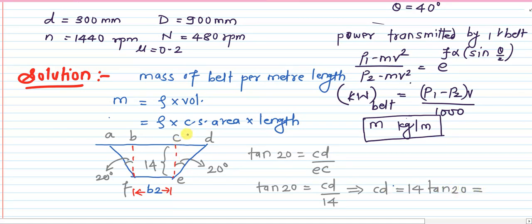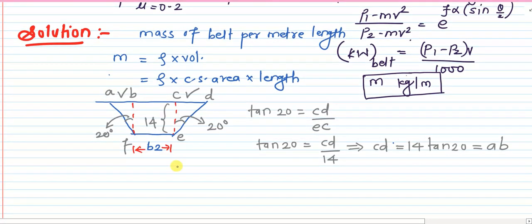Also, whatever is the magnitude of this CD, it will be equal to the magnitude of AB due to symmetry. So this is also equal to AB. Now what the diagram tells us is that B2 is nothing but the total base of this trapezoid minus AB minus CD. If I want B2, it will be your total base, which is 22 mm, minus 2 times AB, or CD.